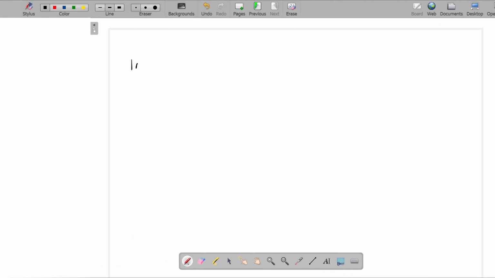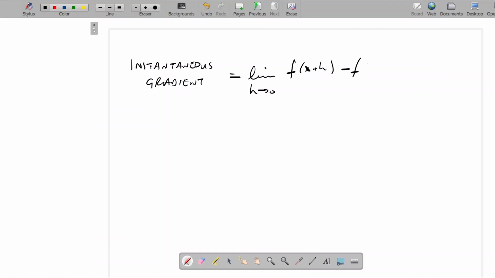And what we are just seeing now is that the instantaneous gradient is the limit as h tends to naught, again, of f of x plus h minus f of x, all over h. And this formula you'll see on your formula sheet, and you'll see it tons and tons of times again. This formula is very, very important.